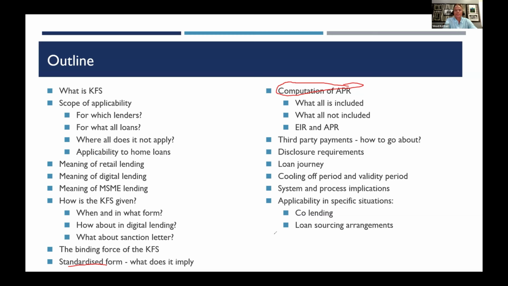It would probably require some time, some preparation, some work, and therefore the time to start working on it is probably now. I can understand definitely that you'll all be busy with financial statements, but once you're done with that, then you'll probably have to start working on this. And then how does it apply in case of co-lending or loan sourcing arrangements? That's what we intend to discuss today.